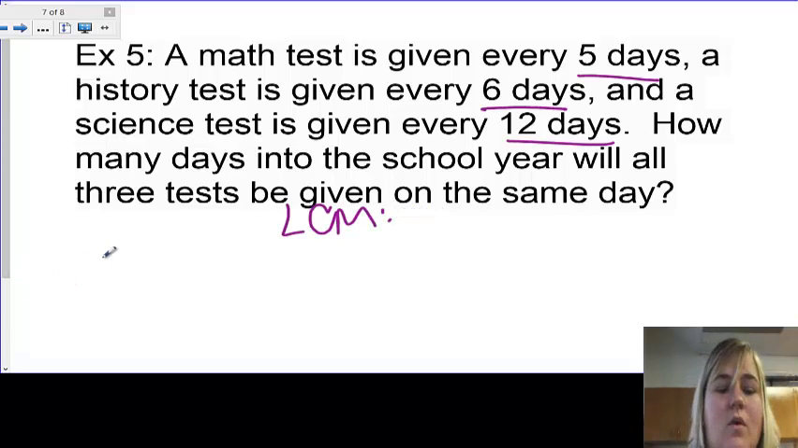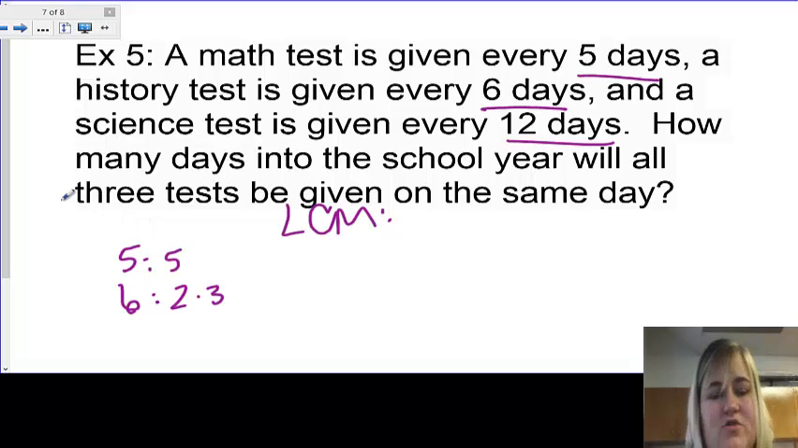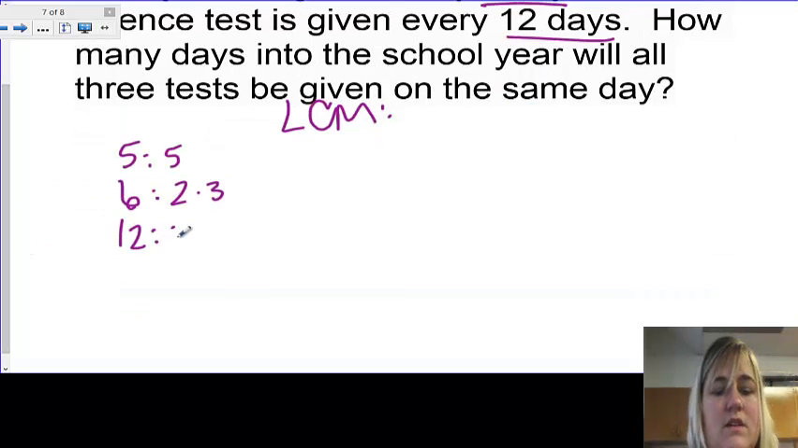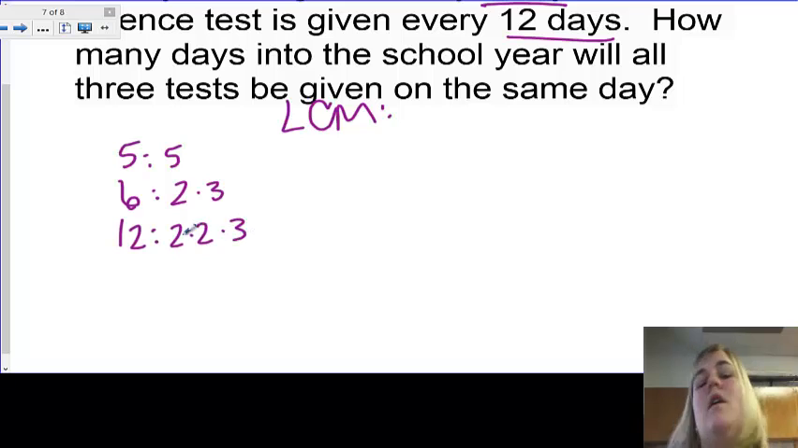Okay, so we're going to have 5, which is just 5. 6 breaks into 2 times 3. You can factor tree if you need to. 12 splits into 2 times 2 times 3. Now, these are all ones that we've talked about, so that's why I didn't factor tree. If you don't remember them, factor tree by all means.